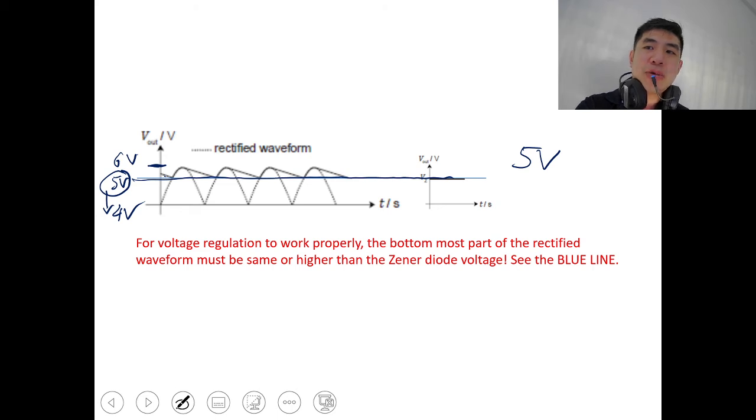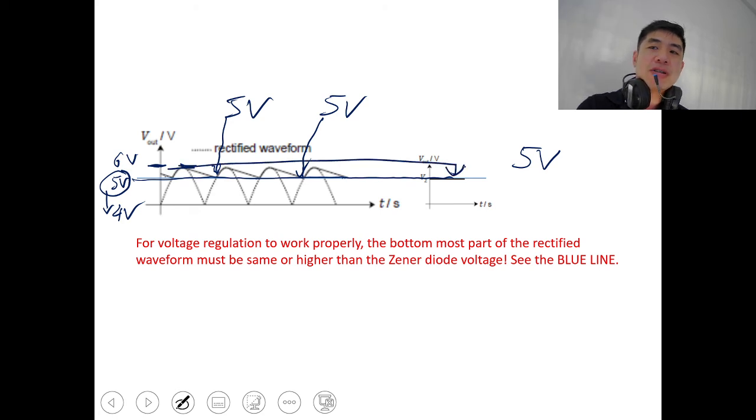So you must make sure that when it touches here, all the ending here must be 5 volt. This point here must be at least 5 volt minimum. Then the zener will work at 5 volts. Anything above 5 volt, you will absorb and make it into 5 volt. Understand already? So this zener is very powerful.